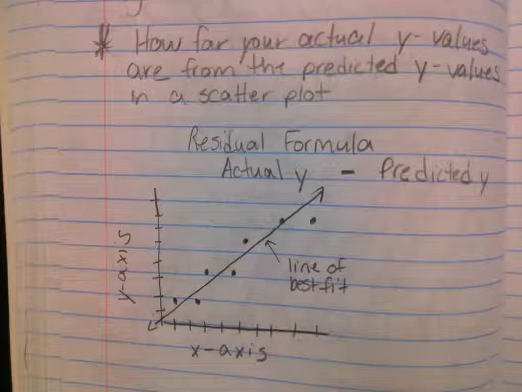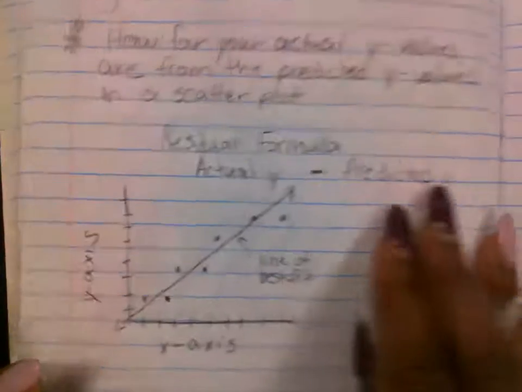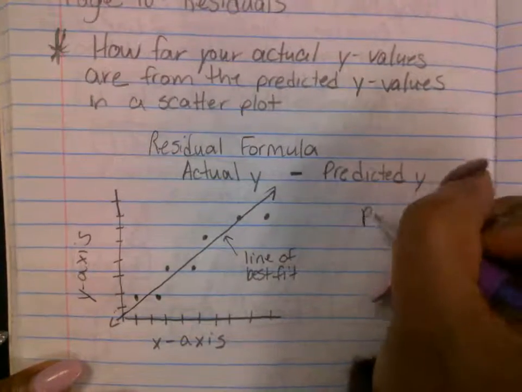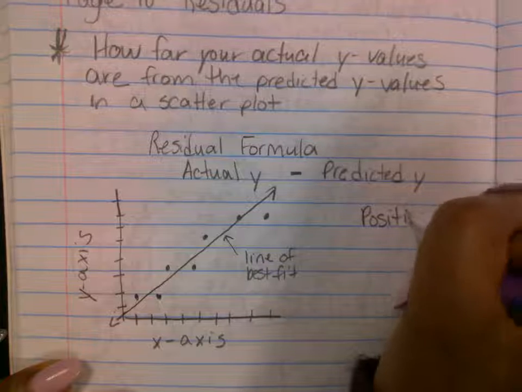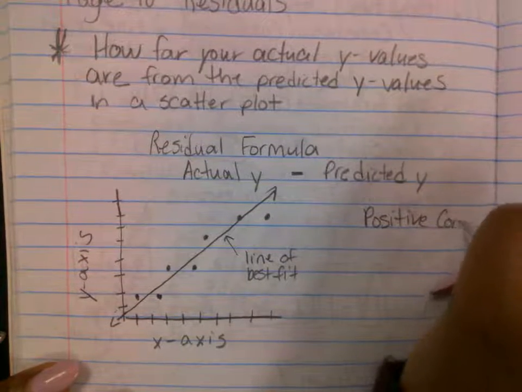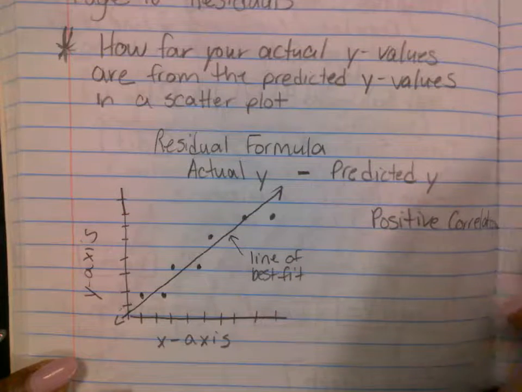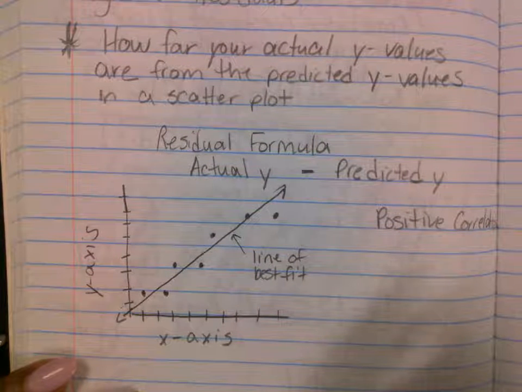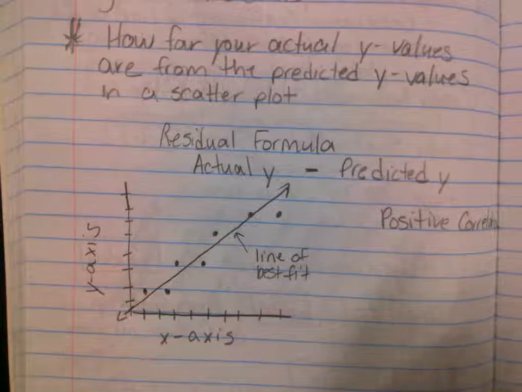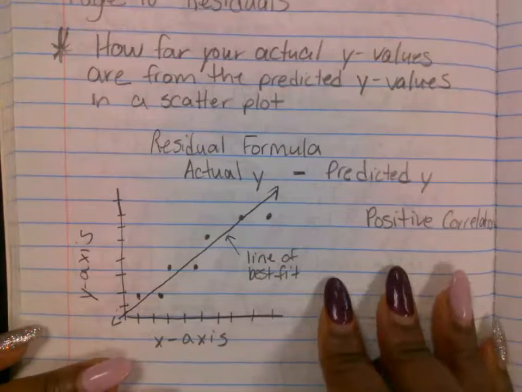Okay. All right, so now this again is a positive correlation. And remember, it's a positive correlation because on average, these points are going up. As x increases, y is also increasing. Okay?